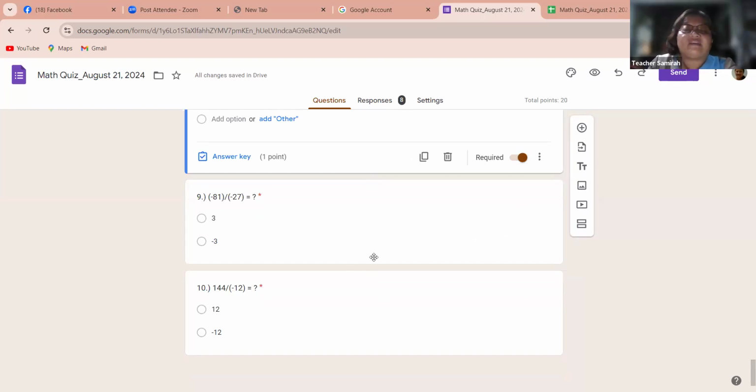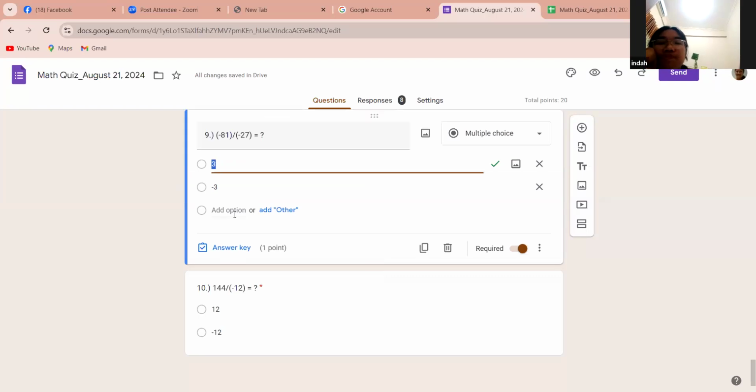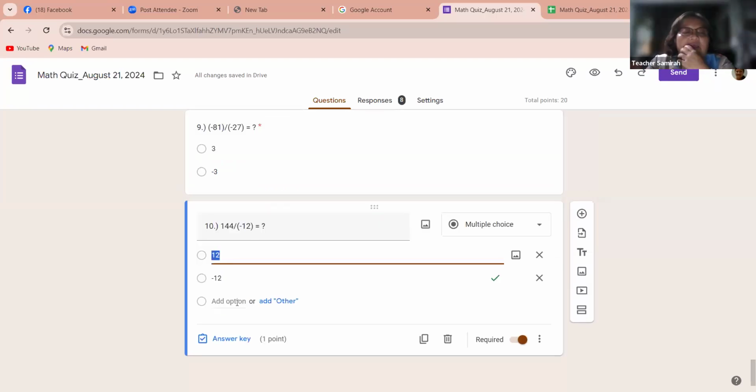Negative 81 divided by negative 27. What will be our quotient? Will it be positive 3 or negative 3? Positive 3. Very good. Next, number 10. Oops, I revealed the correct answer. Okay, by the way, 144 divided by 12 will give us negative 12.